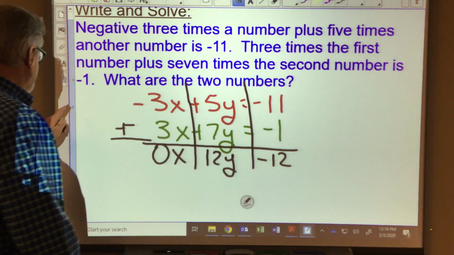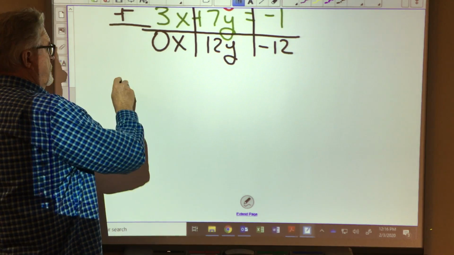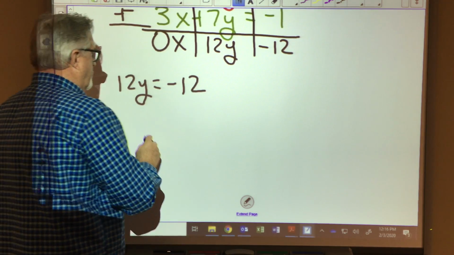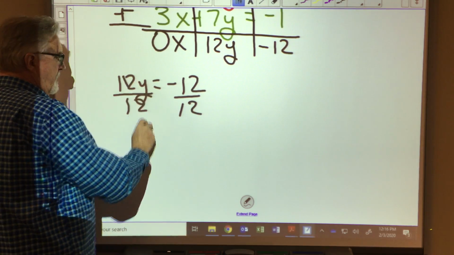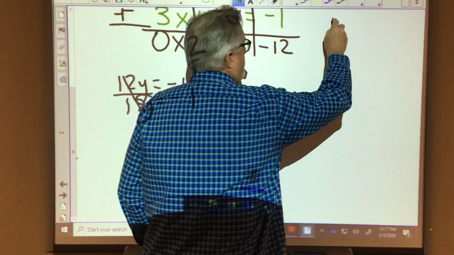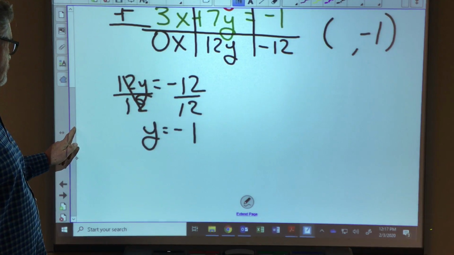So our resulting equation there is going to be 12y is equal to negative 12. To solve that, we're going to divide both sides by 12. So we have y is equal to negative 1. So in our ordered pair, in our solution, we know that y is negative 1.